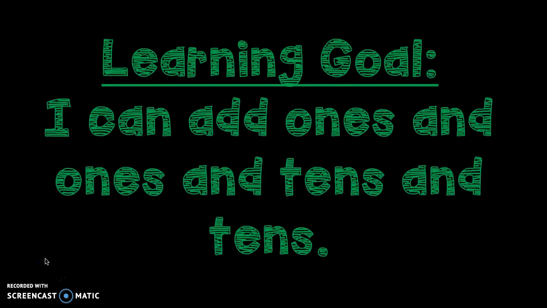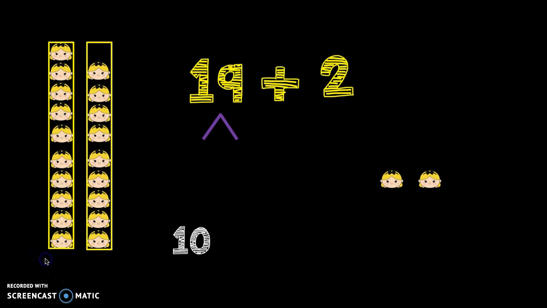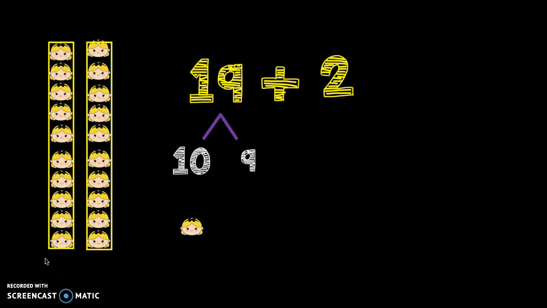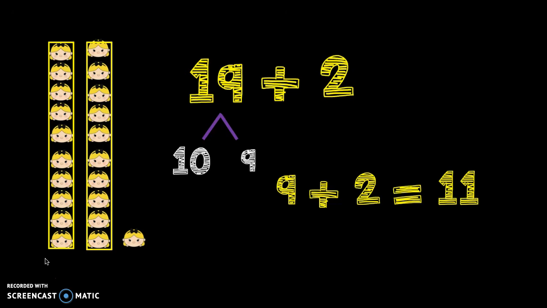Because remember, our learning goal from yesterday and also from today says I can add 1s and 1s and 10s and 10s. So I'm going to add the 1s together and then I'm going to add all the 10s that I have together. All right, so if I have 19 and I'm going to add in 2, I'm going to break apart that 19 to show the 10s and the 1s. I know there's a 10 in there and a 9. I'm going to add the 2 to the 9 because those are already 1s. I'm going to slide them over. There's 1 and there's 2. Now it looks like I just made the 10 and then I have 1 more, so that's 11. So my number sentence is 9 plus 2 equals 11.